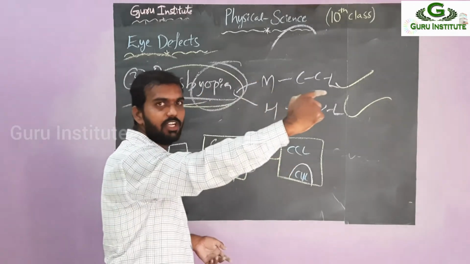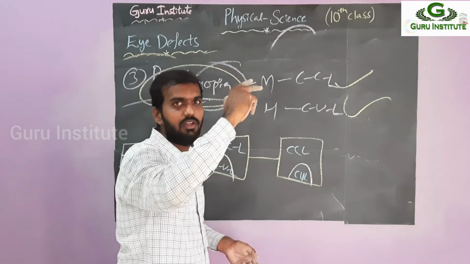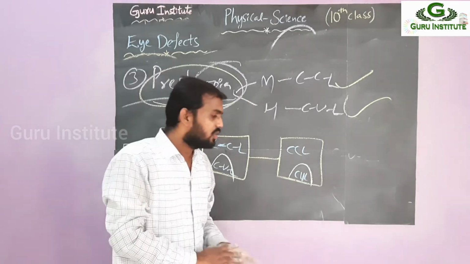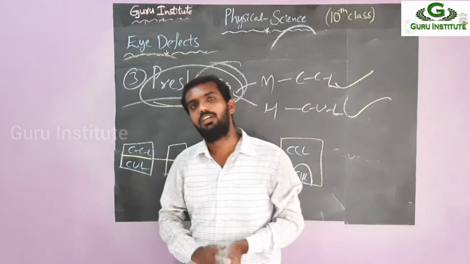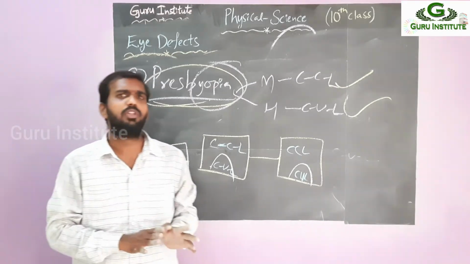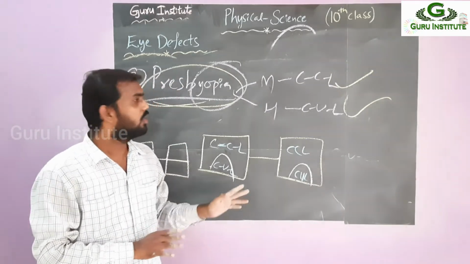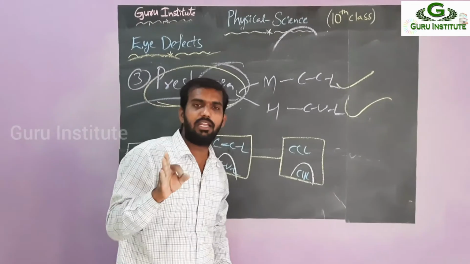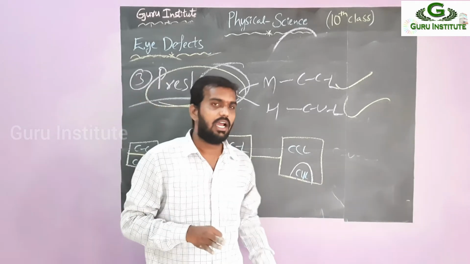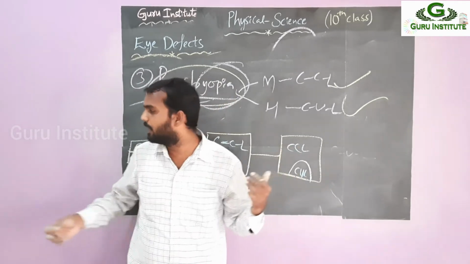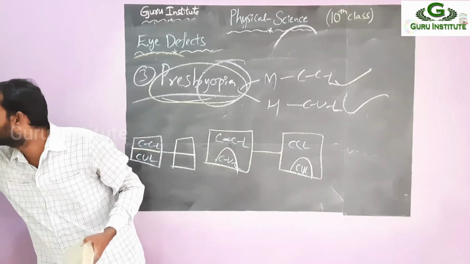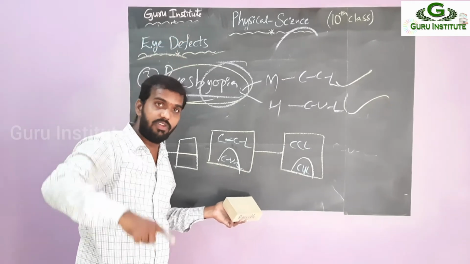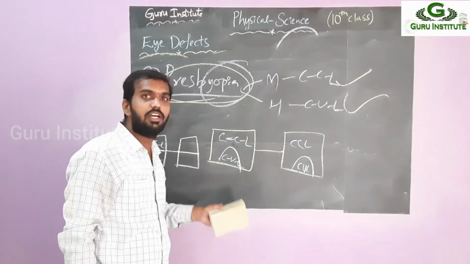Simply, for larger distance, you can use concave. Why? Because you can see the upside. For shorter distance, for near objects, you look downside. So that's why they use convex lens. That's it. Okay. So this is about the defect. Our topic is finished. So this is about the total eye defects: myopia, hypermetropia and presbyopia. Myopia is near sightedness, hypermetropia is far sightedness, and presbyopia is both defects. It happens mostly in old people. So this one is called a bifocal lens, that is concave lens and convex lens. Here we are using two lenses, so that's why it is called a bifocal lens.